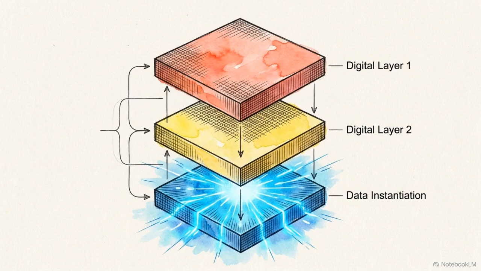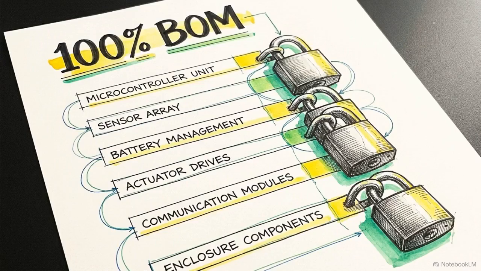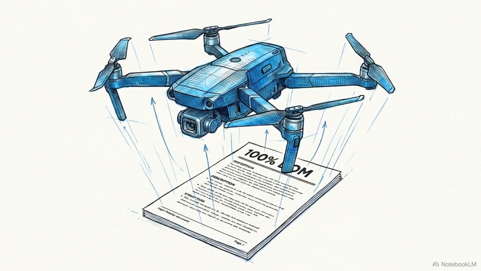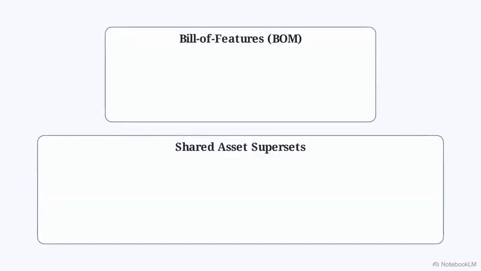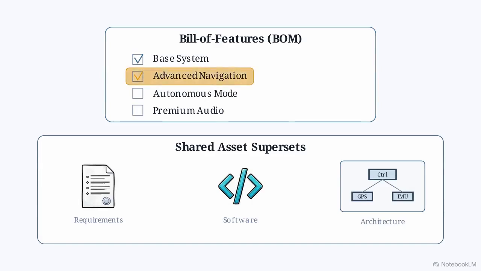Once the configuration is validated, we reach the third layer, the data instantiation language. This is the process of locking in those valid choices to create a 100% bill of features, or BOM. This BOM is the precise blueprint for a single specific product variant. But how does an abstract, logical BOM actually alter the physical lines of C++ code, mechanical CAD files, and system models? That translation occurs in the final layer, the variation point language.